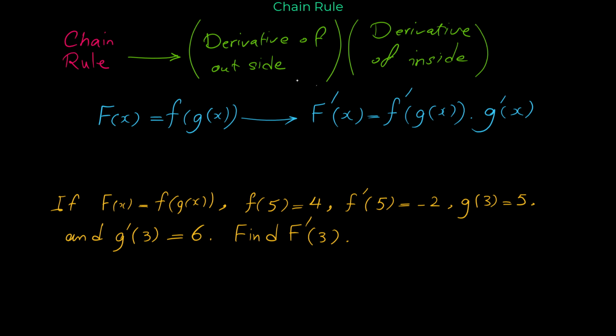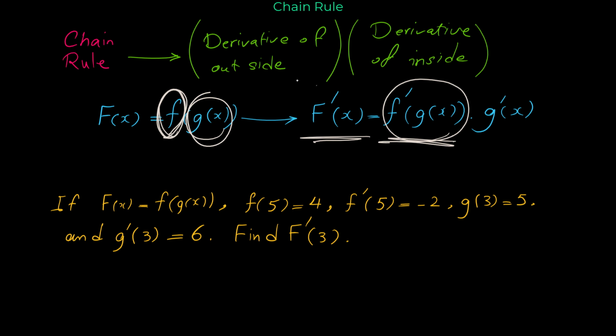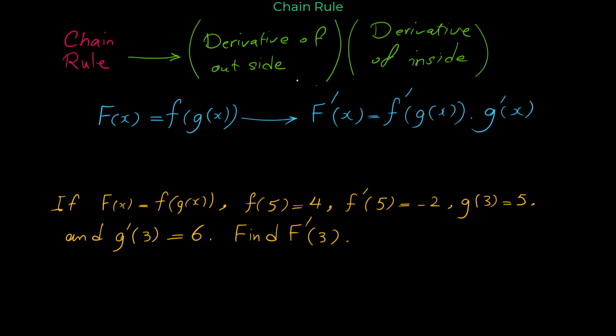For finding f prime of x, first we have to find derivative of the outside function, f prime of g of x. F is the outside and derivative of f is f prime, and leave the inside. So derivative of the outside function is this, f prime of g of x, times it by derivative of the inside. Inside the bracket we have g of x, and derivative of g of x is g prime of x.